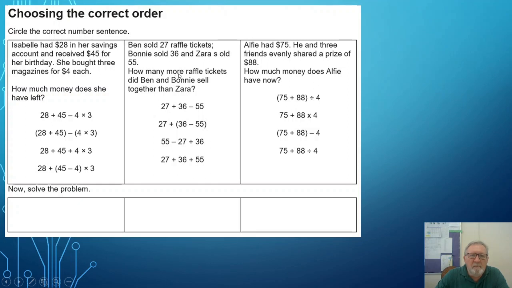All right, Ben sold 27 raffle tickets, Bonnie sold 36, and Zara sold 55. How many more raffle tickets did Ben and Bonnie sell together than Zara? And the third one, Alfie had $75. He and 3 friends, so that's 4 children altogether, evenly shared a prize of $88. How much money does Alfie now have? All right, pause the video and see if you can solve those ones.